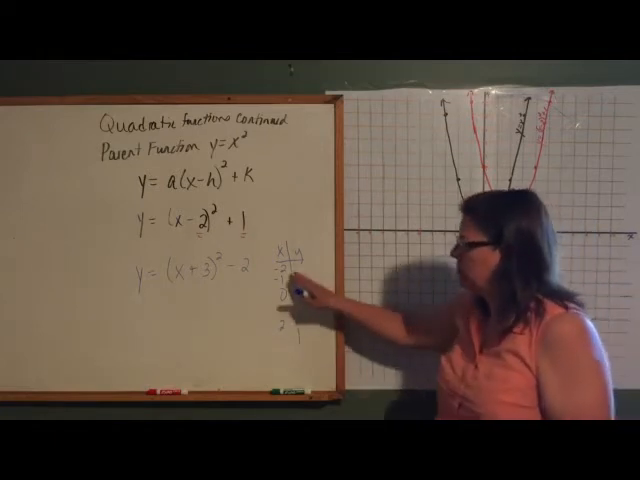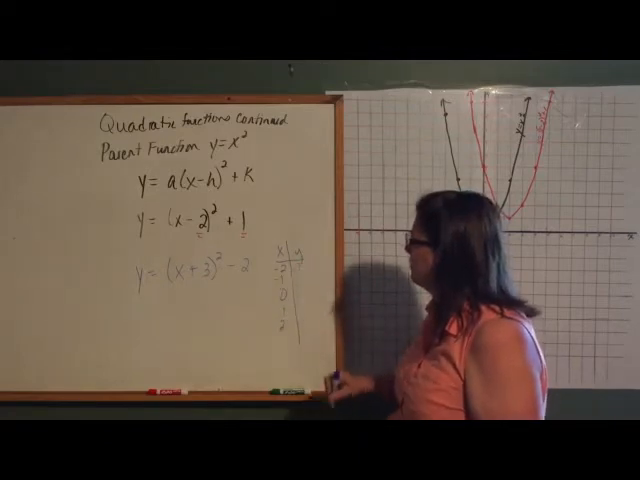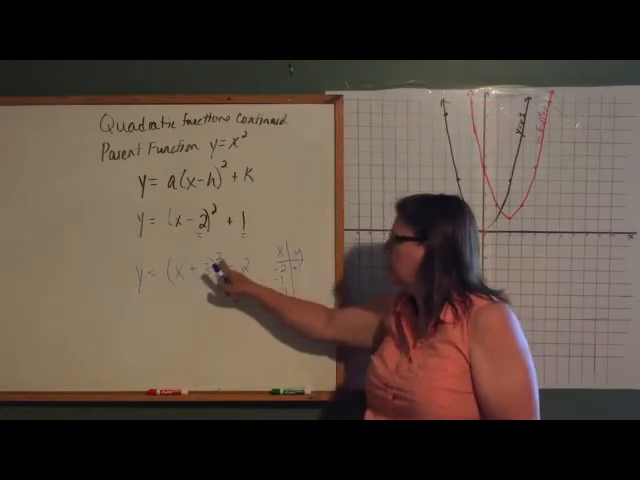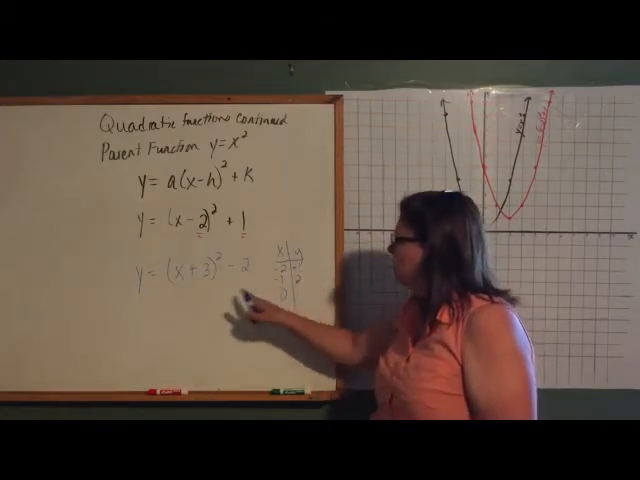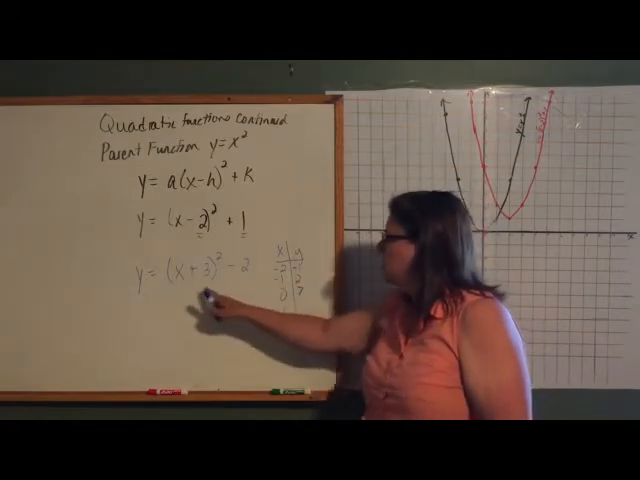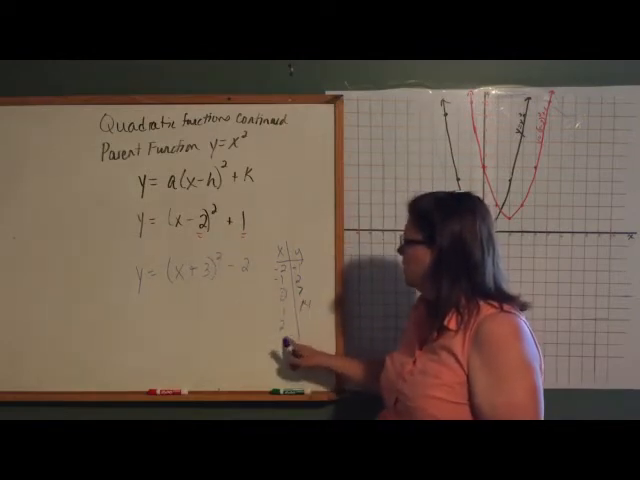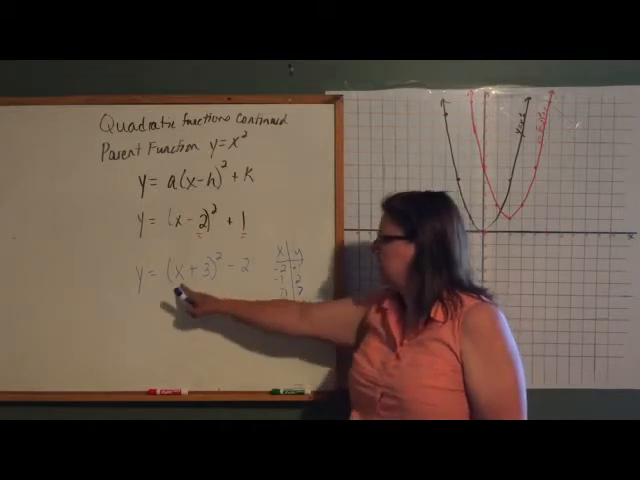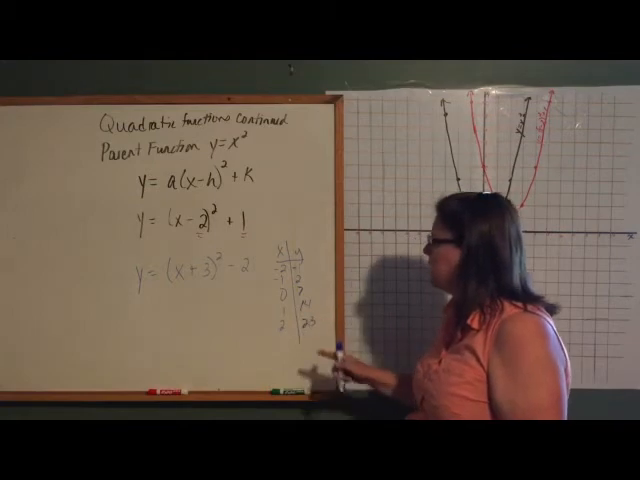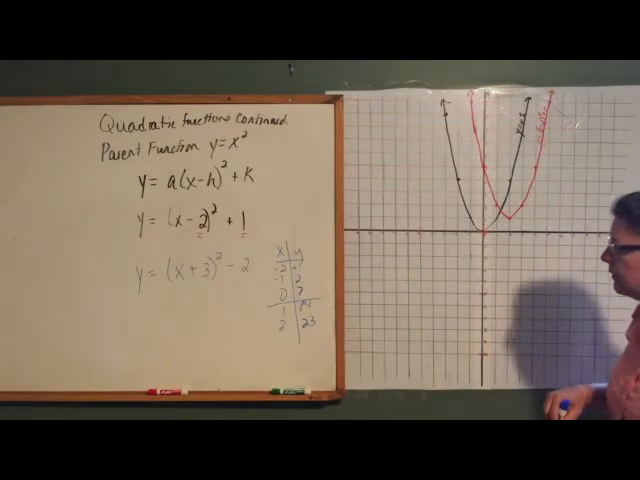If I plug in negative 2, negative 2 plus 3 is 1, 1 squared is 1, 1 minus 2 is negative 1. If I plug in negative 1, negative 1 plus 3 is 2, 2 squared is 4, minus 2 is 2. 0 plus 3 is 3, squared is 9, minus 2 is 7. 1 plus 3 is 4, squared is 16, minus 2 is 14. Looks like my numbers are getting bigger than I need here. 2 plus 3 is 5, 25 minus 2 is 23. So really, when I get to this point, I'm not going to be able to graph those anymore. But let's see what that looks like.